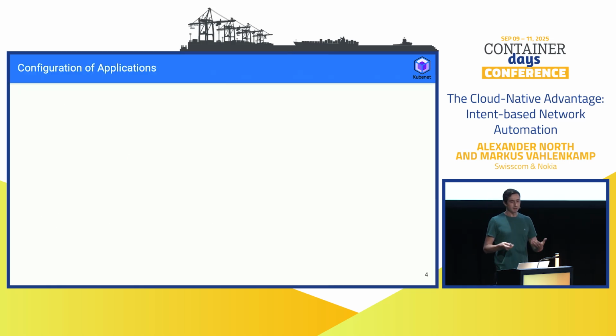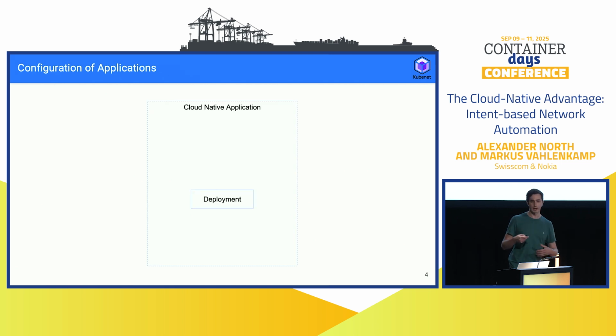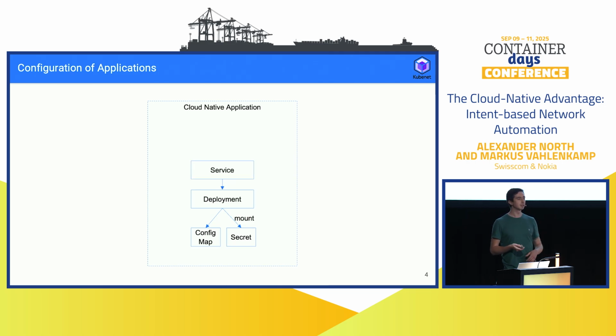Now, if you look at a general cloud-native application and how you would configure it, you would have some deployment. You would mount a config map, a secret potentially, to define how it should behave. You'd place a service in front of it, and this is how your consumer will interact with this application. Unfortunately, not all applications are completely cloud-native, and they require some extra work first.